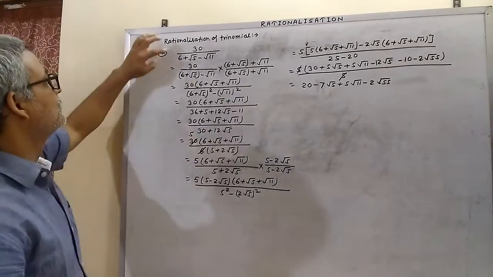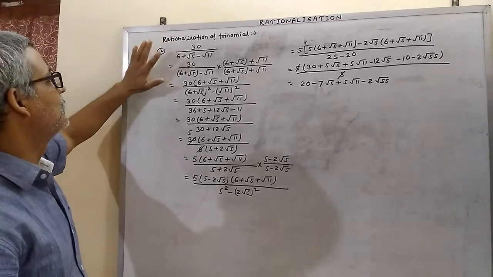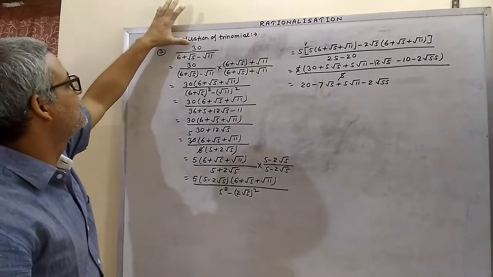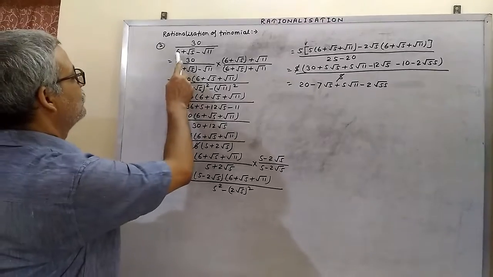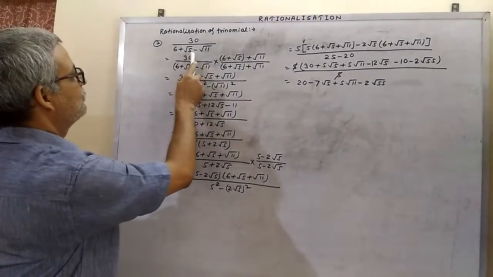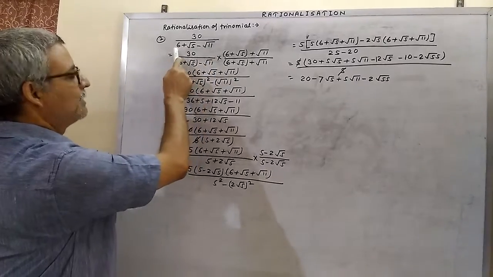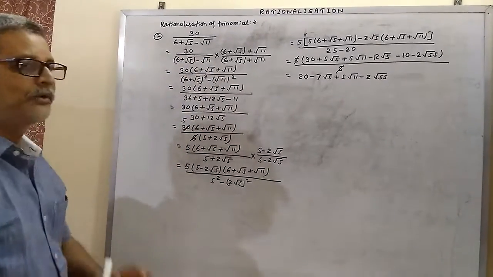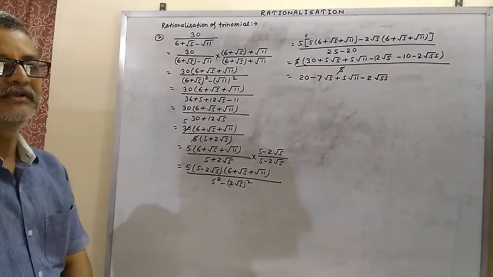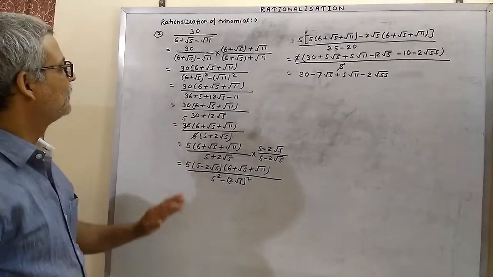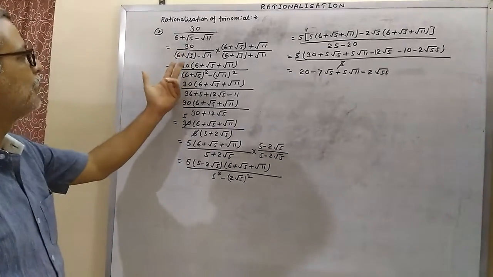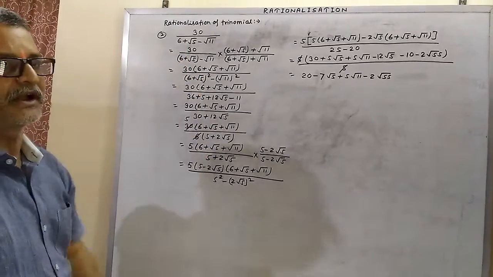Now second question, rationalization of a trinomial. Here you see it is given 30 by 6 plus root 5 minus root 11. Now here two terms are irrational, one term is rational. When two terms are irrational and one term is rational, then we can make any two into one group and the third one in another group.